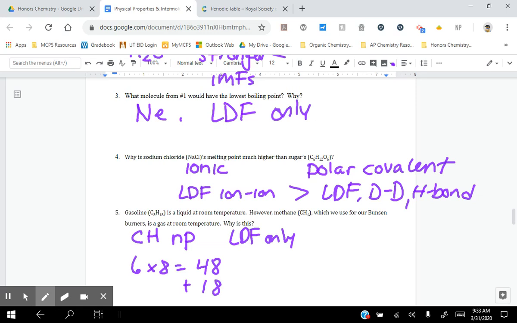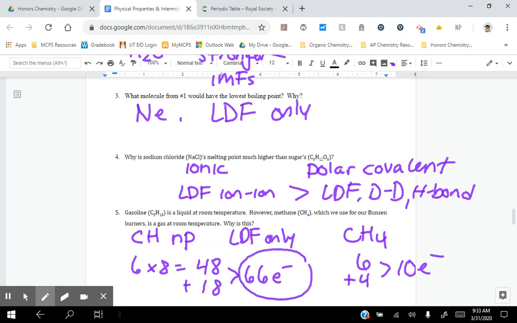And so this gives us a total of 66 electrons. When we're comparing that to CH4, CH4 just has 6 plus the 4 hydrogen, so it has 10 electrons. Even though these both experience only London dispersion forces, there are more electrons in gasoline, which means the strength of the temporary dipoles they experience is much higher.